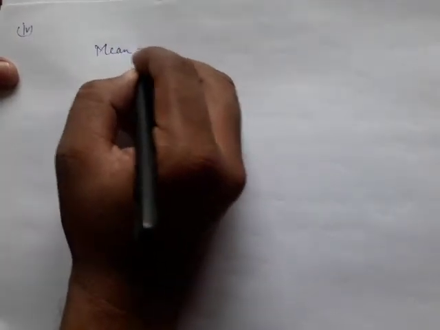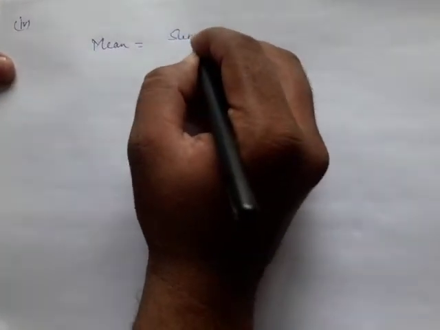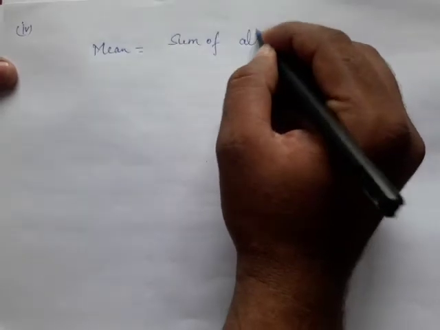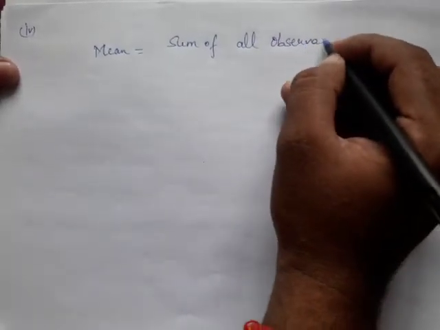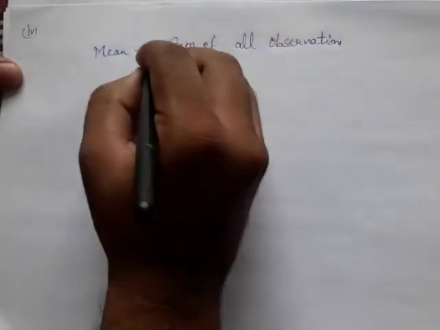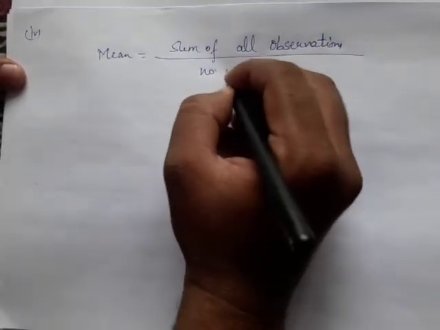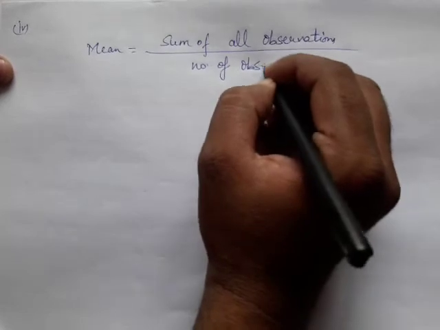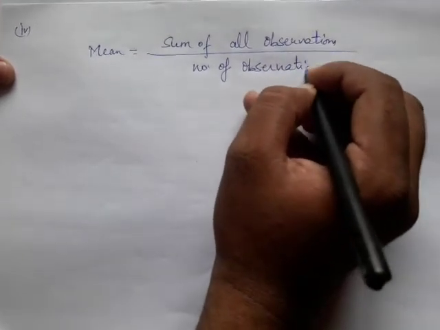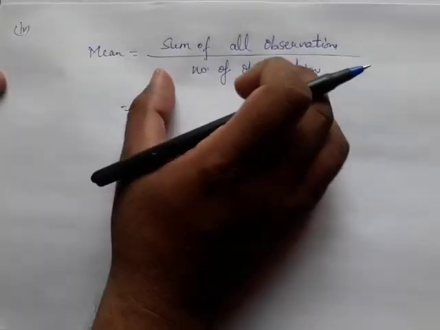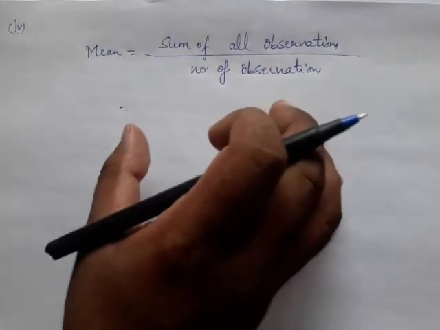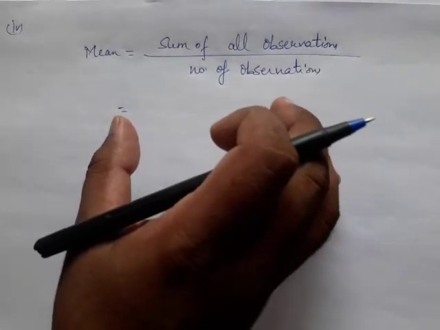Mean means sum of observations upon number of observations. Sum of all observations means all the data you will add together, and number of observations means how many numbers you have that you are adding.